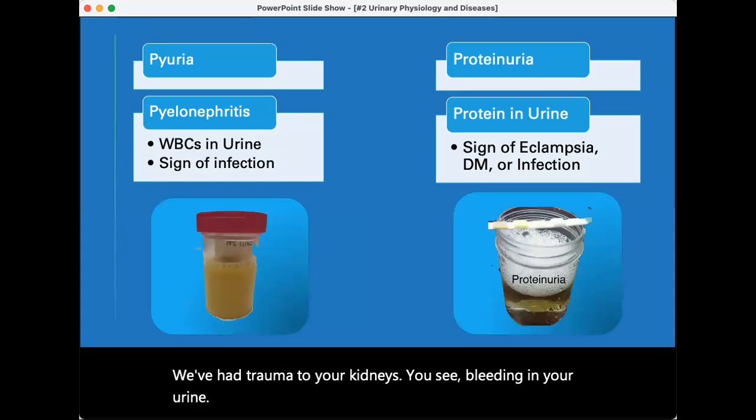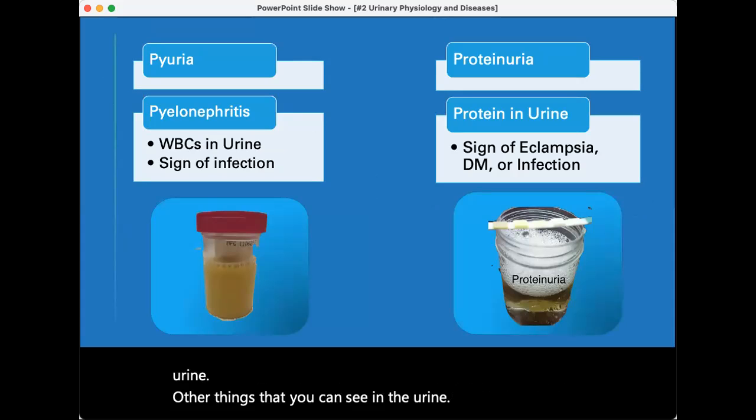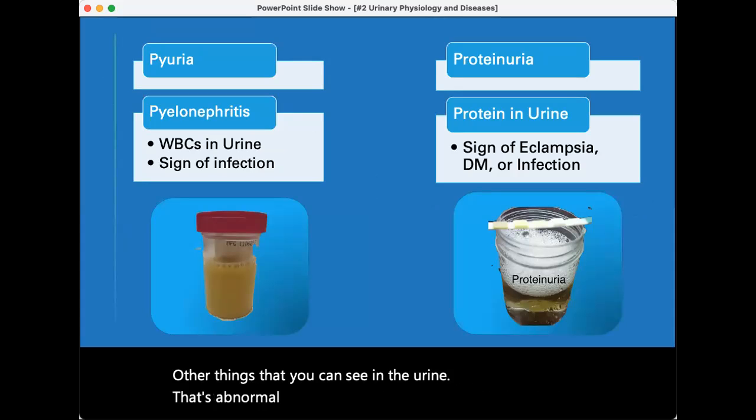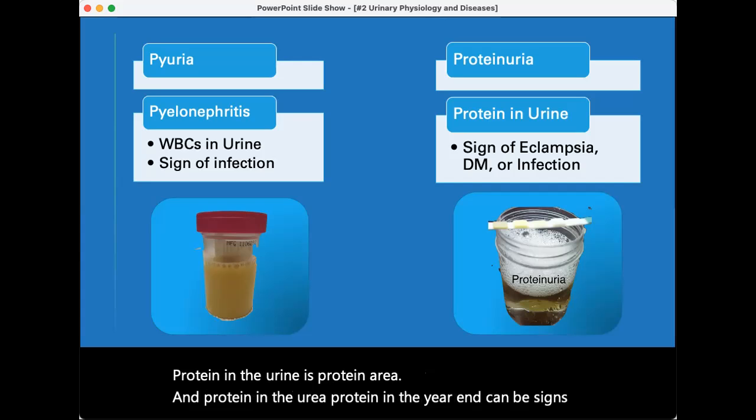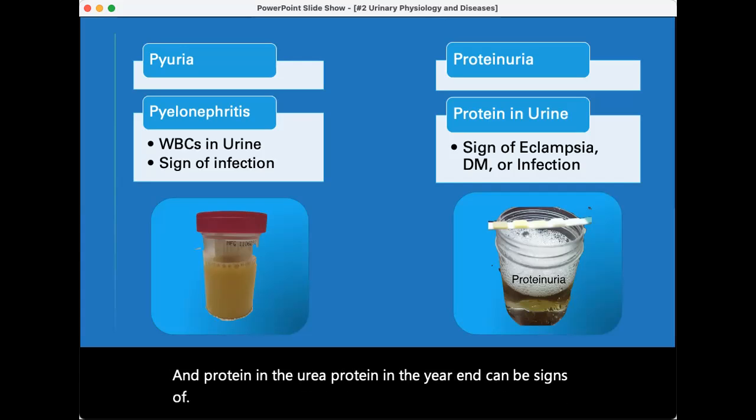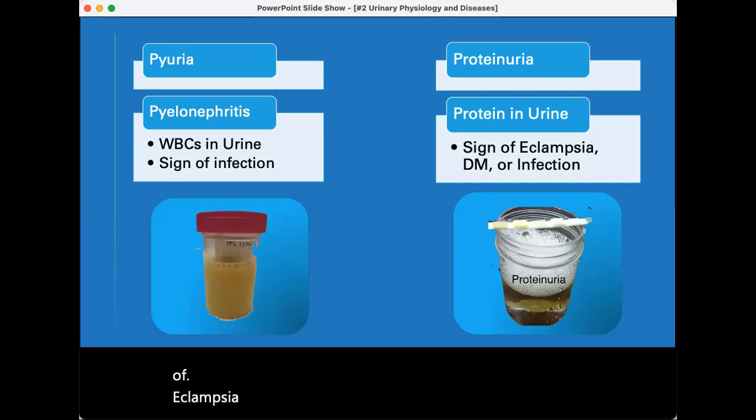Other things that you can see in the urine that are abnormal are white blood cells, and the term for that is pyuria. Protein in the urine is proteinuria. And protein in the urine can be signs of eclampsia, which is a problem during pregnancy, diabetes, or diabetes that's poorly controlled, and also infection where everything is inflamed.